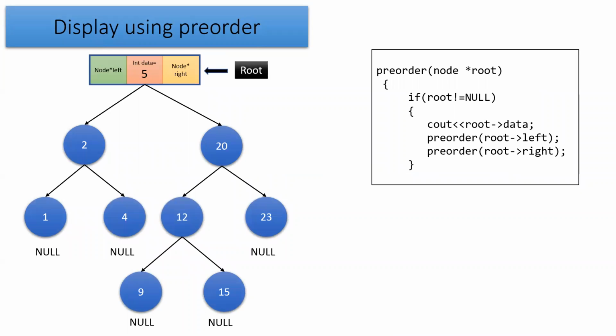So here I have taken this binary tree. This is also a binary search tree because if you see, all the nodes in the left side are less than the root data and all the nodes in the right side are greater than the root data. So this is an example of a binary search tree. In a binary search tree and a binary tree, the pre-order traversal is the same. And here I have written the recursive code for this pre-order traversal.